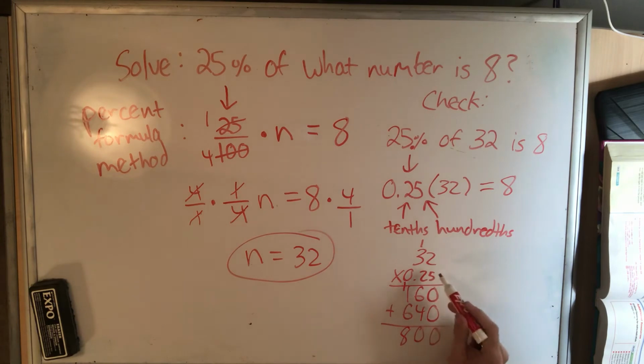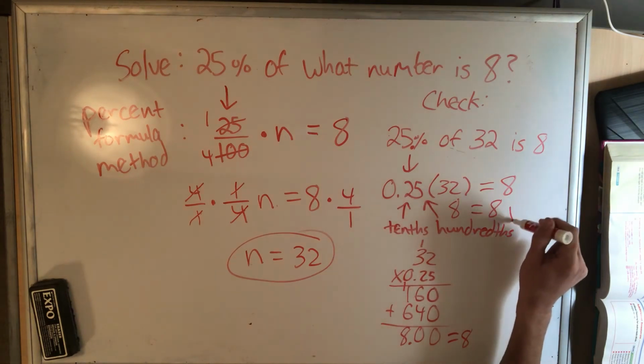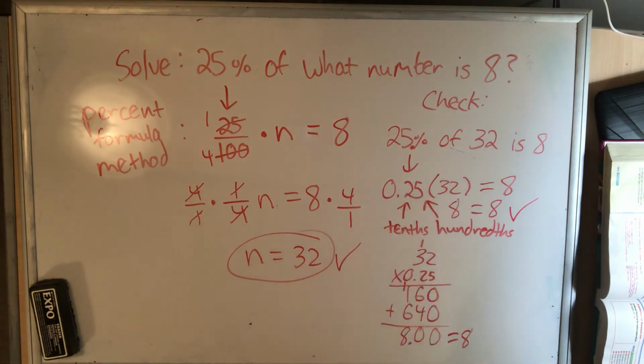There are 2 decimal places total in the multiplication problem, so we need 2 decimal places in the answer. That's 8.00, which of course is 8. So we get 8 equals 8, which of course is true, therefore n equals 32 must be the correct answer.